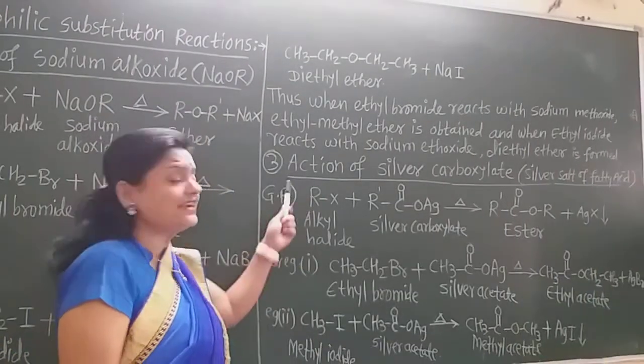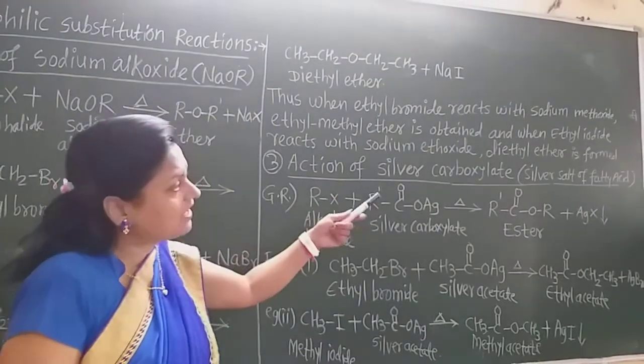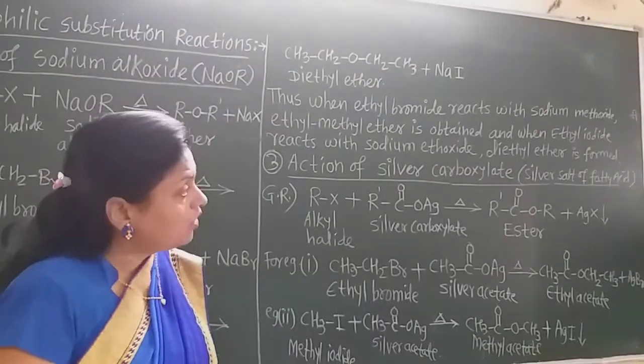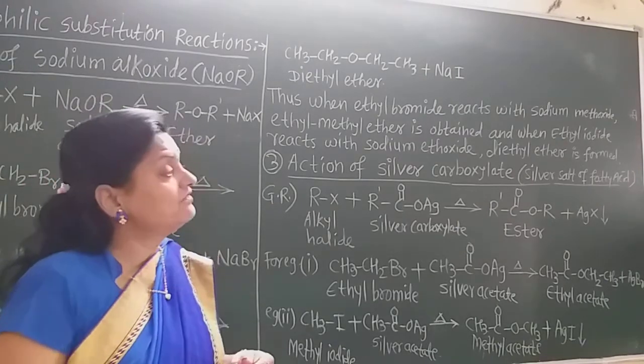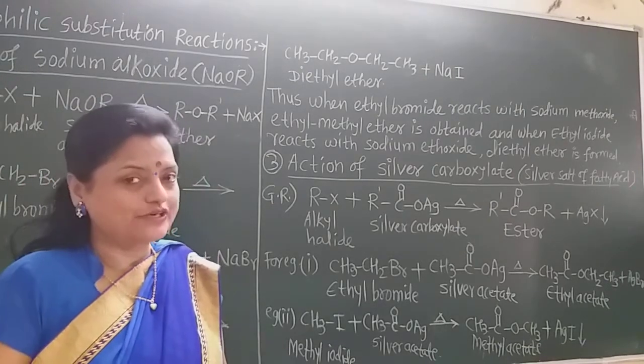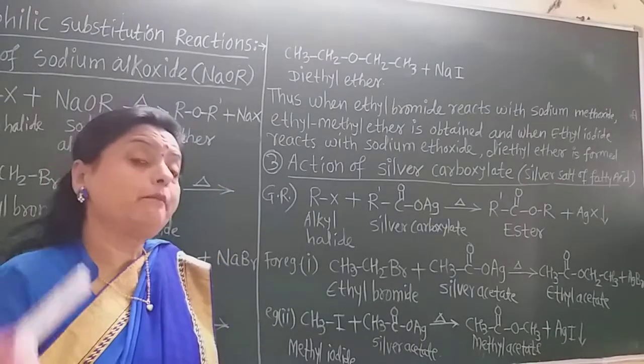Now the next nucleophilic reaction is the action of silver carboxylate. Silver carboxylate is also called the silver salt of fatty acid. What is the name of this silver carboxylate? Silver salt of fatty acid.